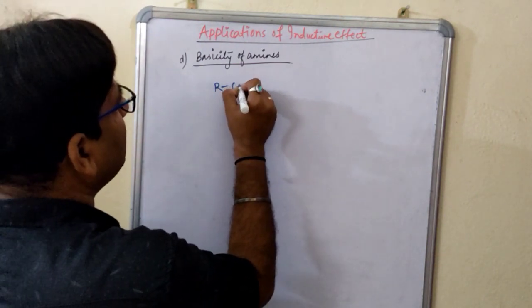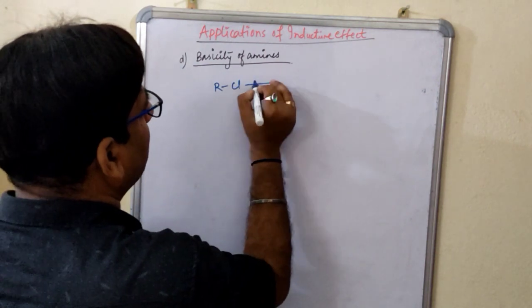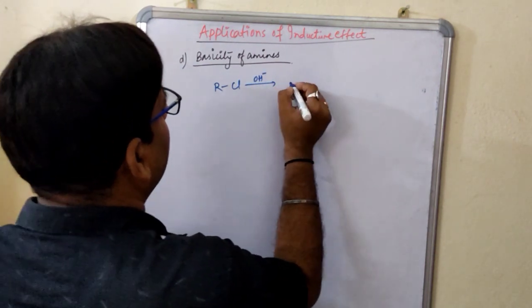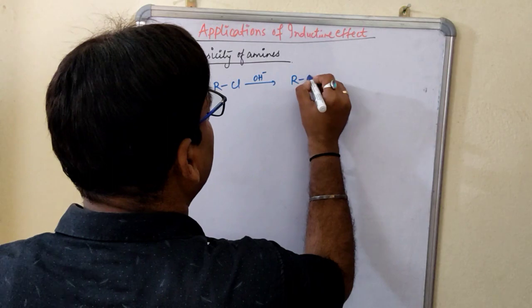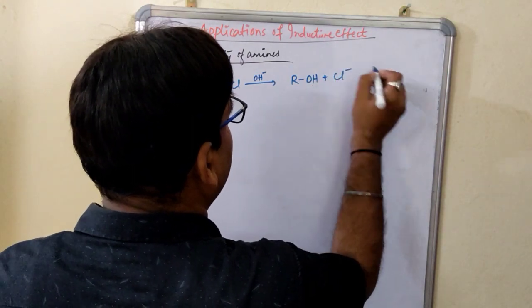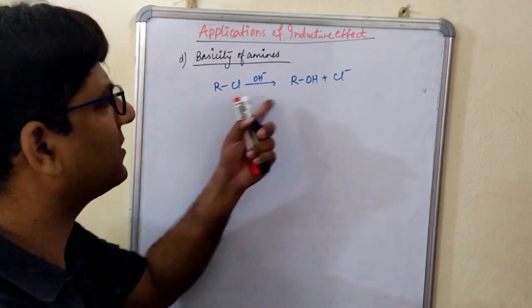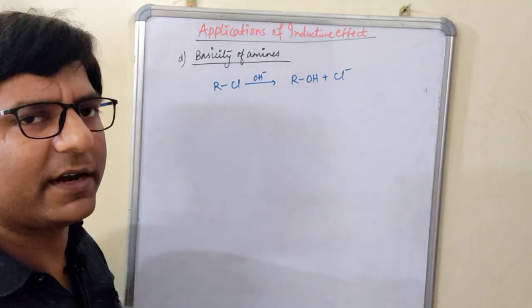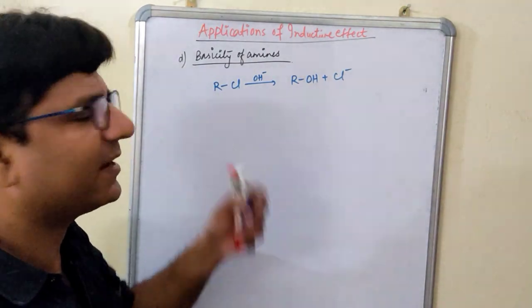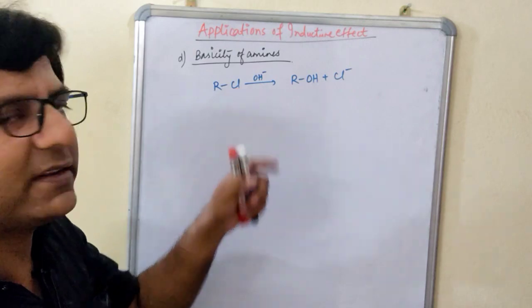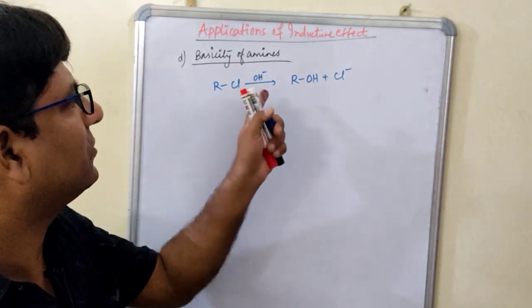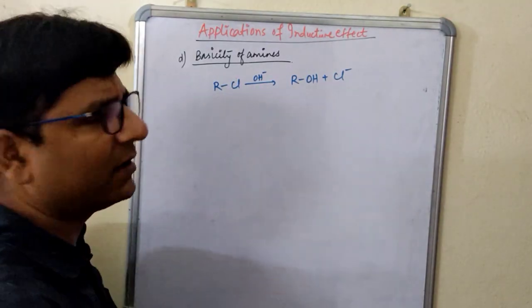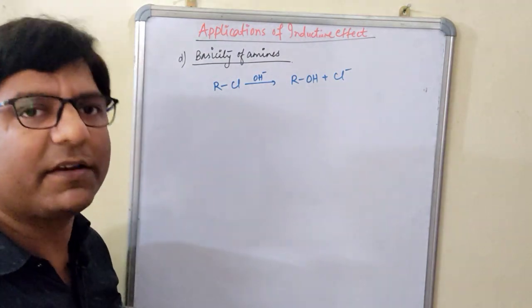If we are writing like this, suppose OH minus is there, what will happen? It will be ROH plus Cl minus. This is the substitution reaction that you know, right? RCl is the alkyl halide. This OH minus is the nucleophile. So substitution means what? Replacement. You can say the replacement.